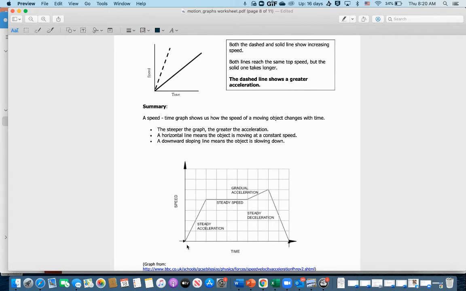So we can summarize this as if we see as time increases, if the speed goes up, it's accelerating. If the speed is a horizontal line, that means it's at a constant speed. A smaller acceleration here. But why? Because we know this is a greater slope here, a smaller slope here. And this would be a negative acceleration or deceleration right here.